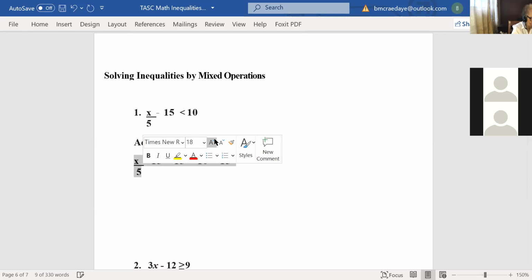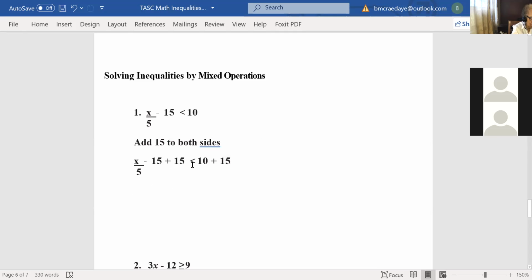Okay, let me just copy the whole thing and take out what we don't want. Okay, so let's just put this here. I'll have X over 5. And this is going to come out 15 minus plus 15, which gives 0. Okay. And 10 plus 15 is what? 25. Okay.